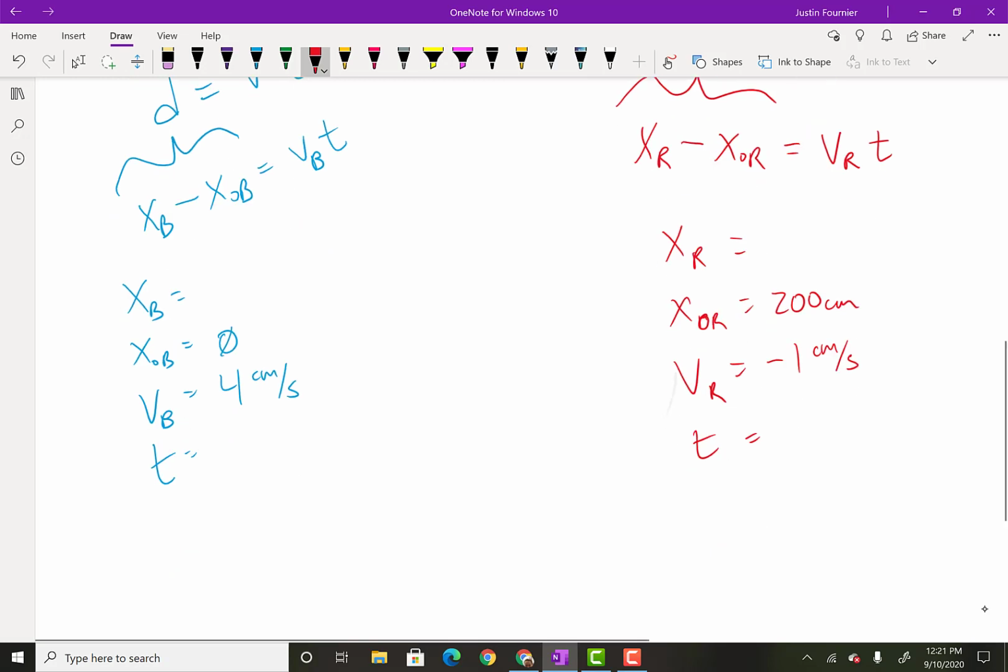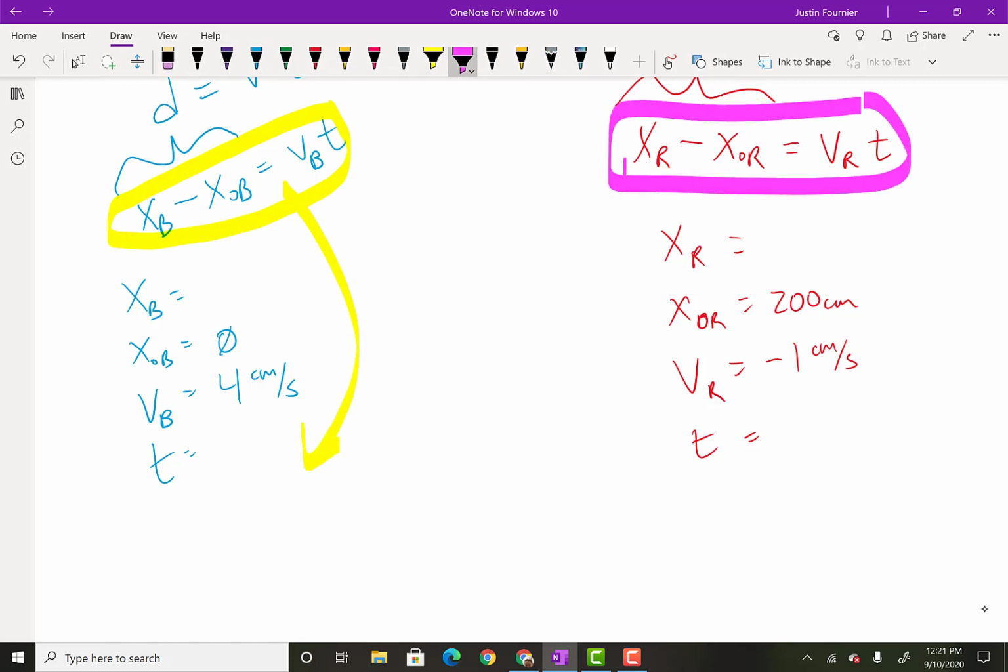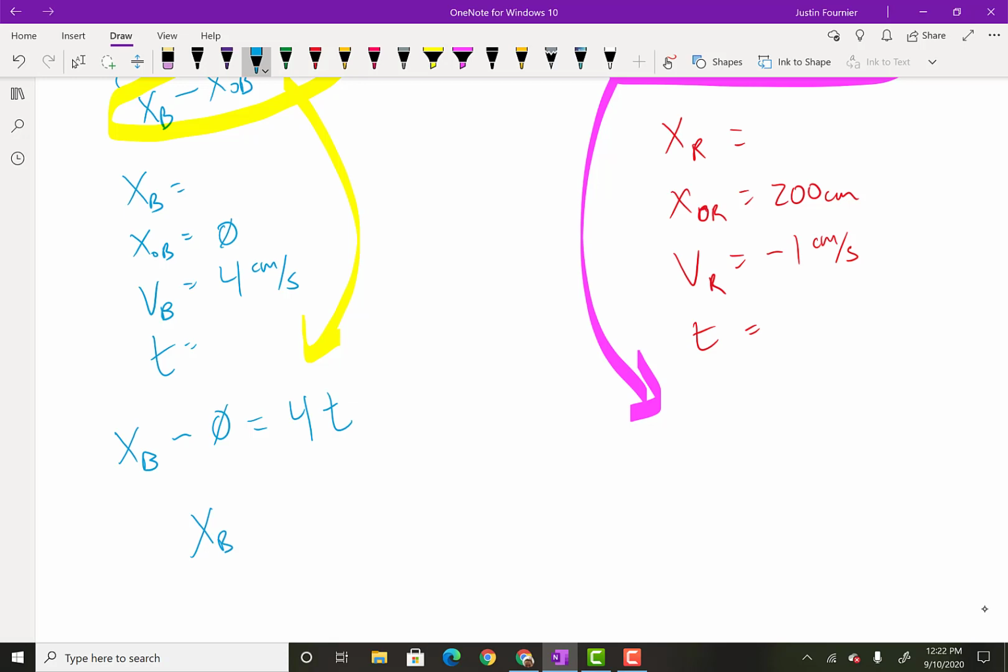So if I wanted to now fill in these equations, let's make this a slightly different color. So the equation for the blue car is going to be the final position of the blue car, which I don't know, that's what I'm looking for, minus the initial position of the blue car, which is 0, equals 4 times the time, which I don't know. So this simplifies to the final position of the blue car is equal to 4 times the time.